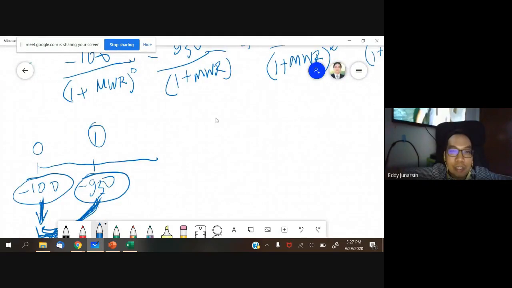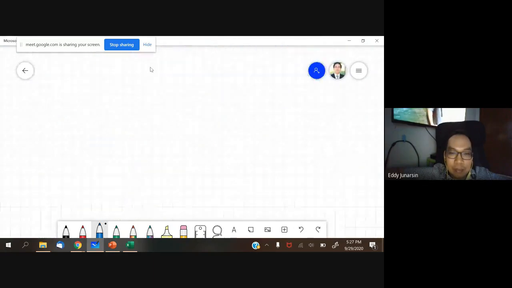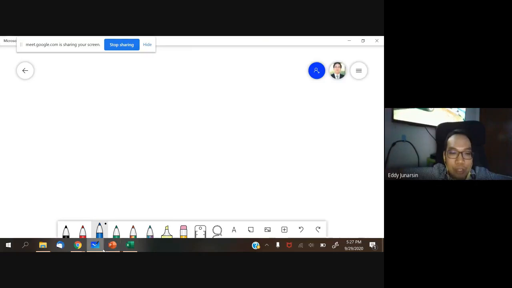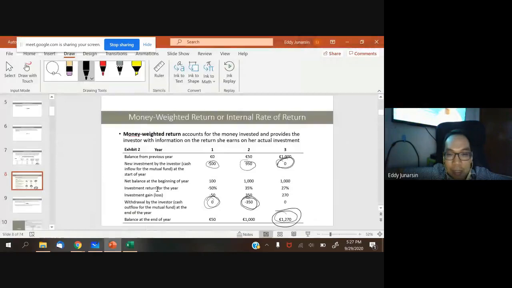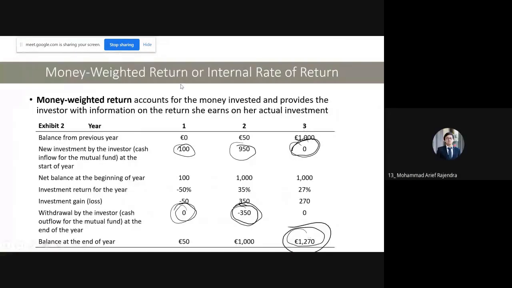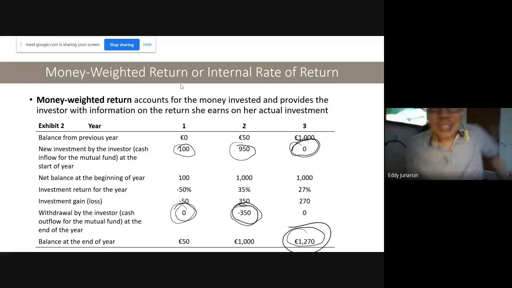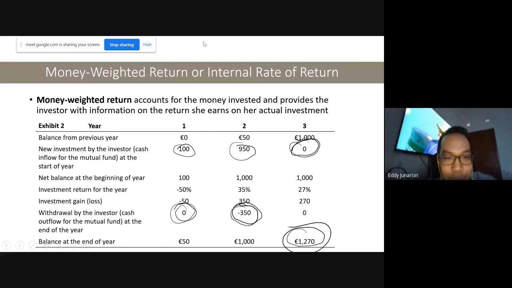So let's calculate the time weighted. What is it again? Time weighted return. What's the other name? Geometric return. Yeah, that's good. So we try to compare it. So again, time weighted return is based on the performance, right? The amount of money. So what is the result?